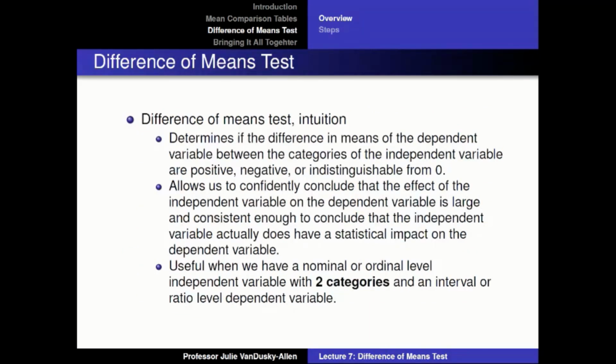A difference of means test helps us determine if the difference in means of the dependent variable between the categories of the independent variable are positive, negative, or indistinguishable from zero. This allows us to confidently conclude that the effect of the independent variable on the dependent variable is large and consistent enough to conclude that the independent variable actually does have a statistical impact on the dependent variable.